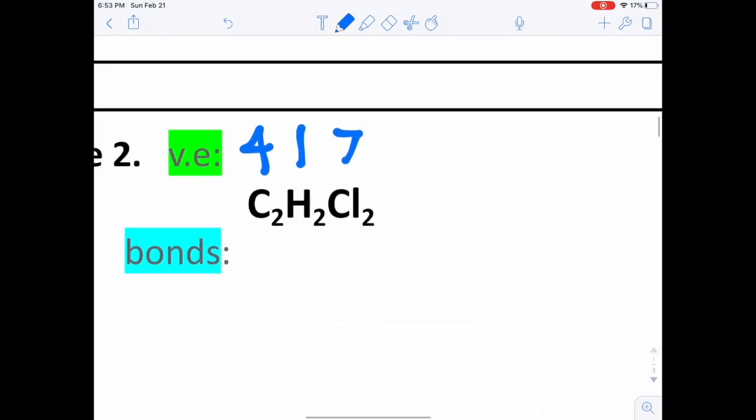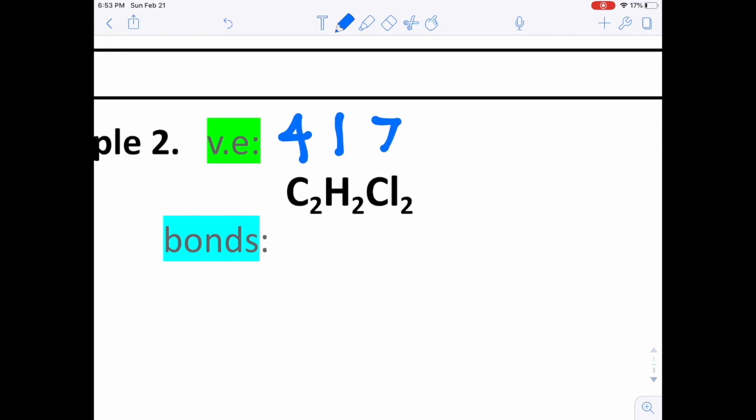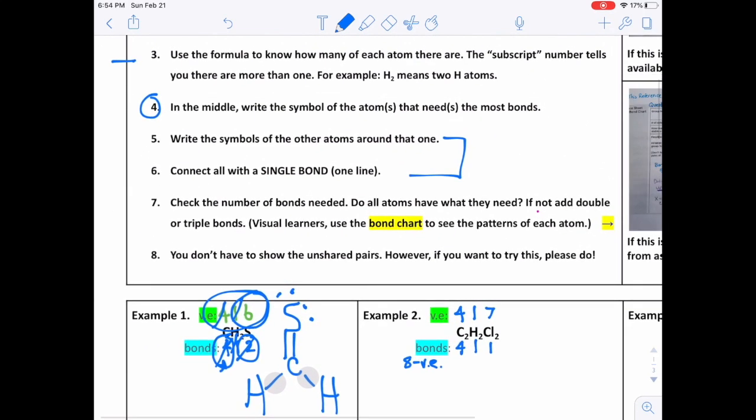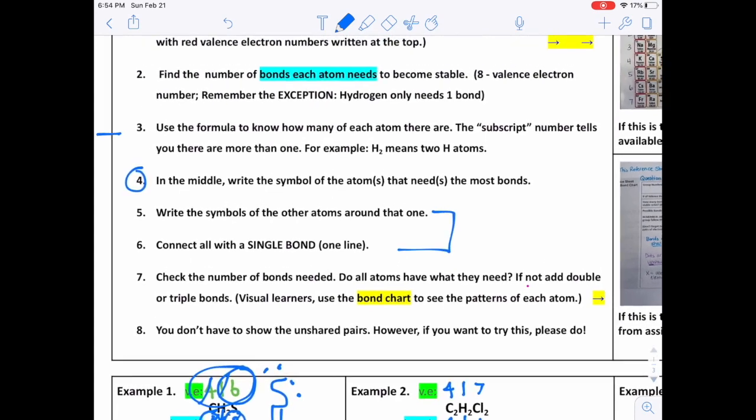Now for bonds, we do 8 minus the group number, or 8 minus the valence number. So 8 minus 4 means carbon wants 4. Hydrogen's the exception, it only just wants 1 bond, but 8 minus 7 for chlorine means that also wants 1 bond. Now I'm going to look at the subscripts. They all have a 2, so that means I have 2 of everything, and I have to make it work. So everything is stable, and everything's part of the molecule.